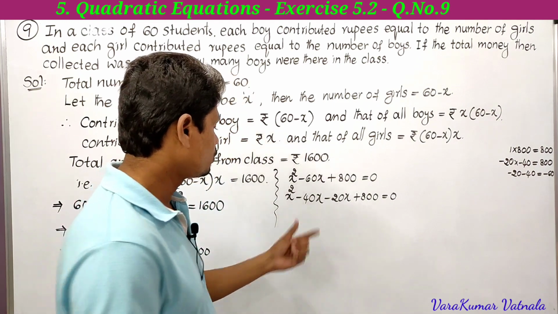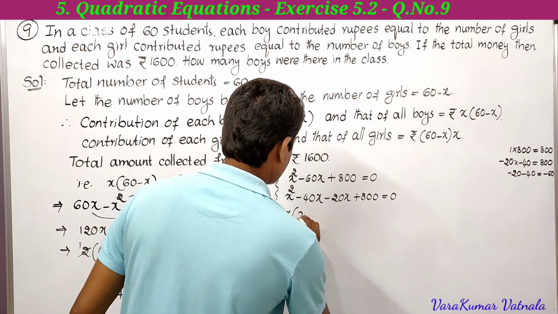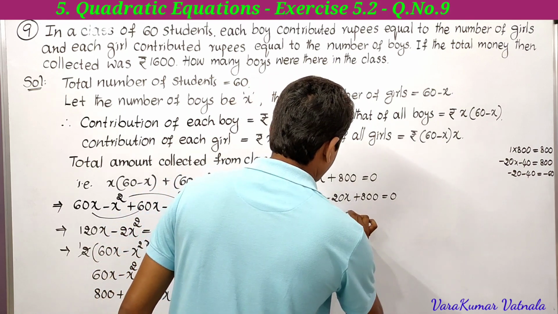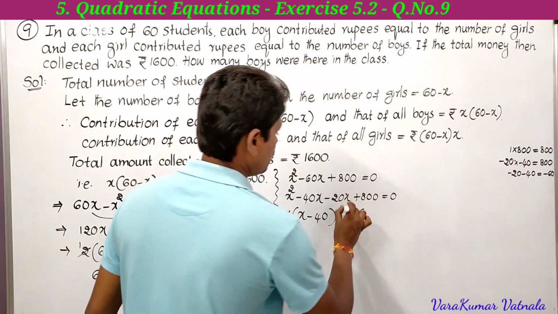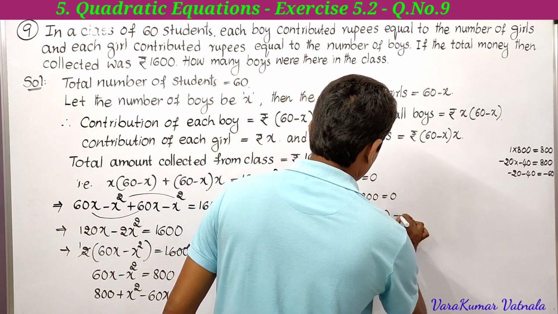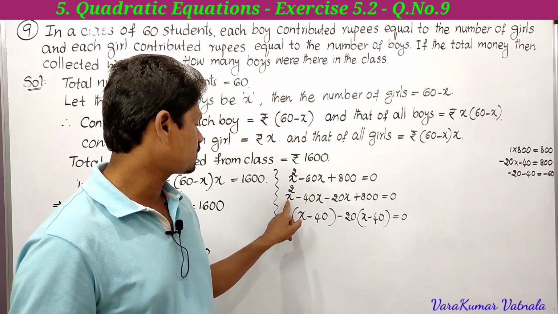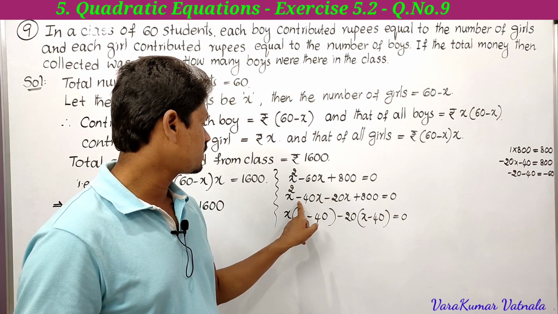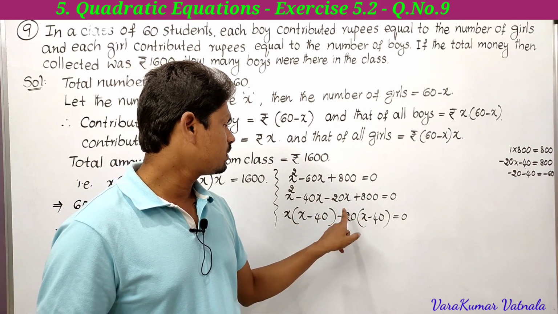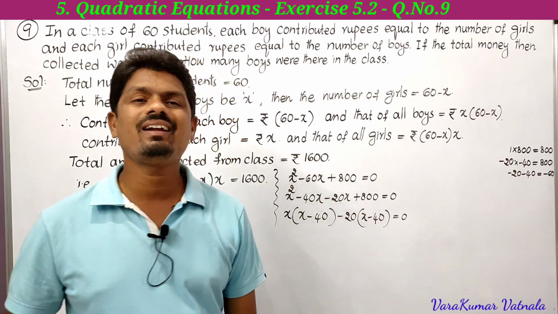So in the first two terms x is common. If we take x as common, here x, here minus 40 is there. In the last two terms minus 20 is common. So here x, again here minus 40, is equal to 0. Again if you multiply you can get the above step: x into x, x square, x into minus 40, minus 40x. Next minus 20 into x, minus 20x, minus 20 into minus 40, plus 800.